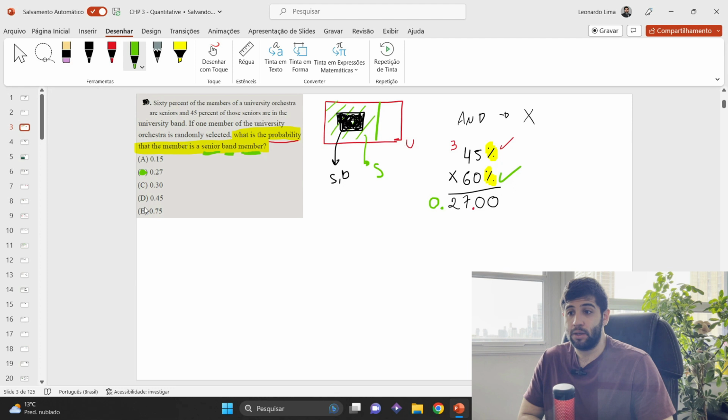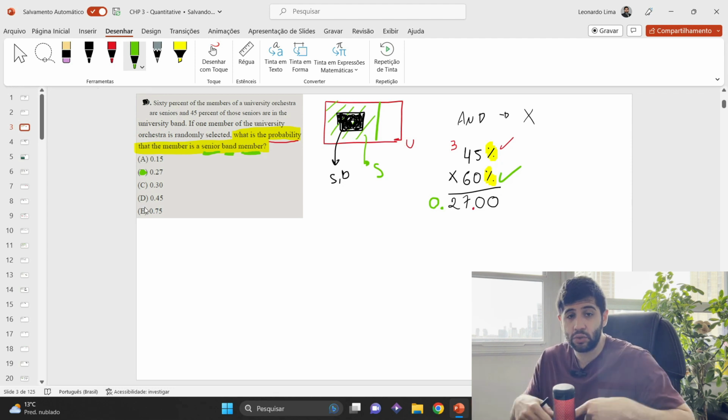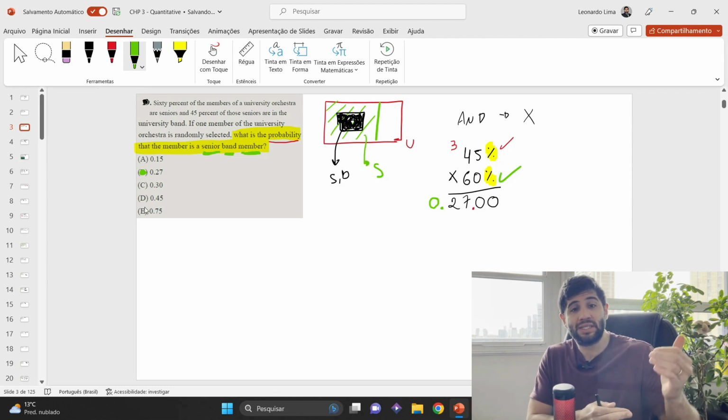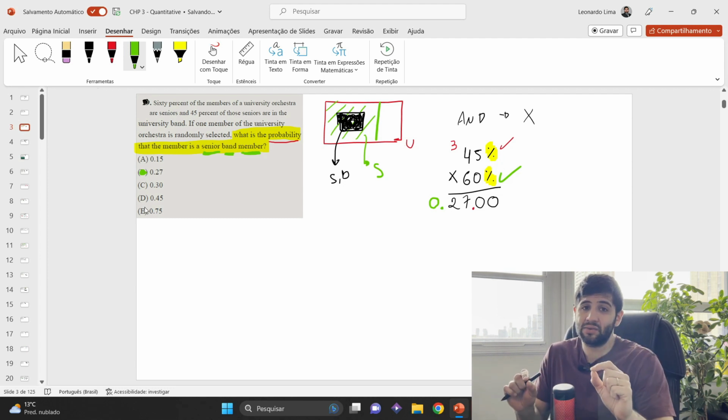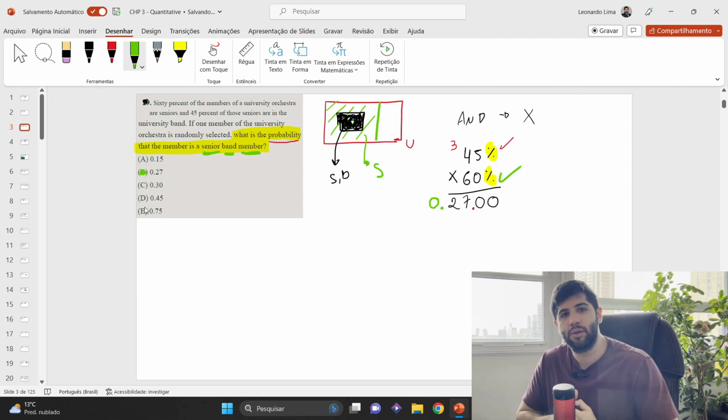0.27. So that's a simple question that you could do in, let's say, less than 1 minute. And it's important to do it faster, to go to the next question, to save some time for the most difficult questions. And this is considered easy, so you are obliged to get this exercise correct.